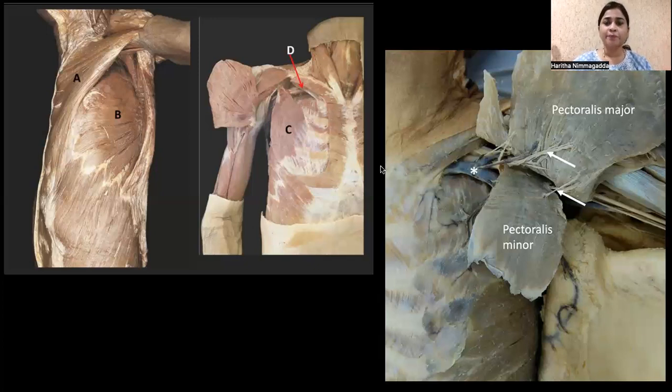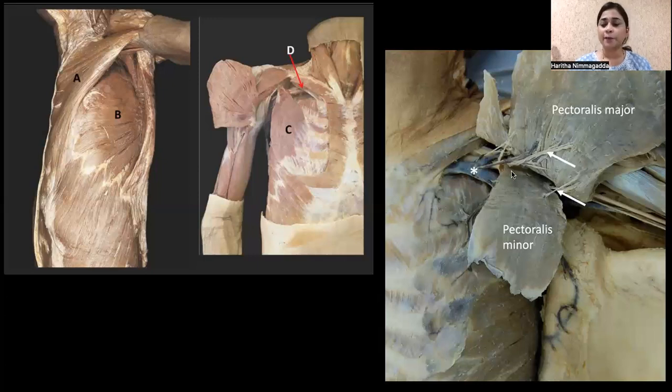Now let's take a closer look at pectoralis major and pectoralis minor. Once you reflect pectoralis major, you can't immediately keep your scalpel beneath it to reflect it, because just beneath the pectoralis major you will see some pectoral vessels and nerves. Some of the nerves pierce the pectoralis minor and supply it: the medial pectoral nerve, the lateral pectoral nerve, and the lateral pectoral vessels. All these pectoral vessels and nerves supply the pectoralis major and minor. This is the closer look.